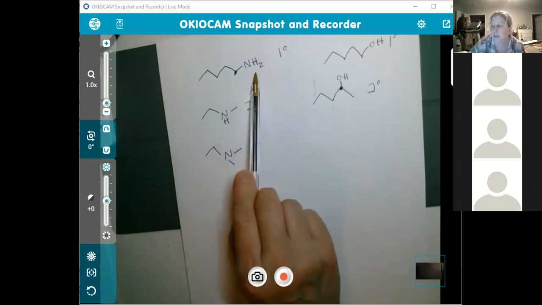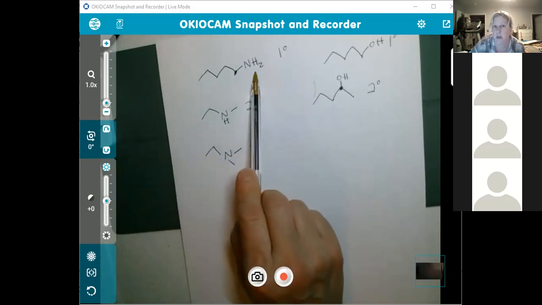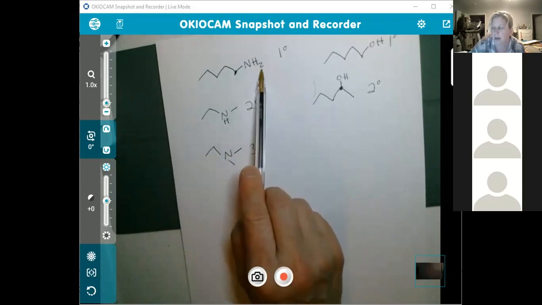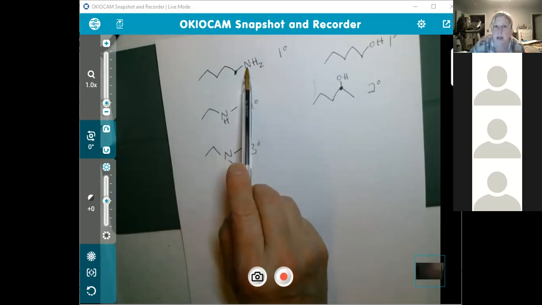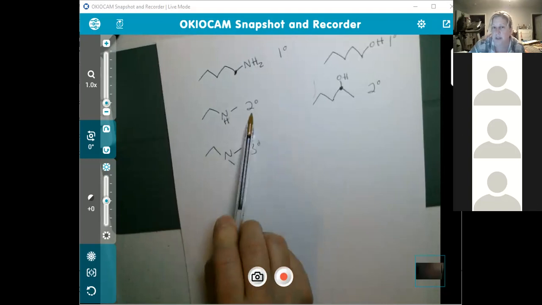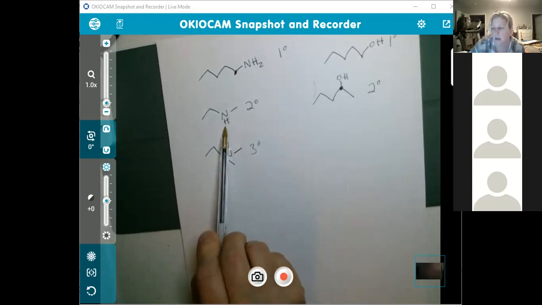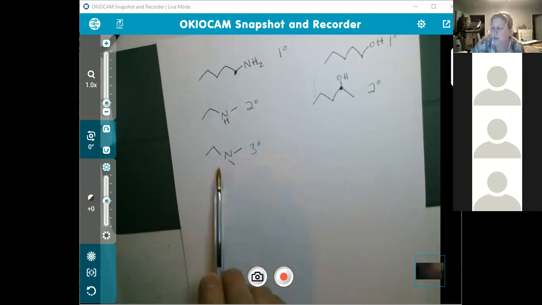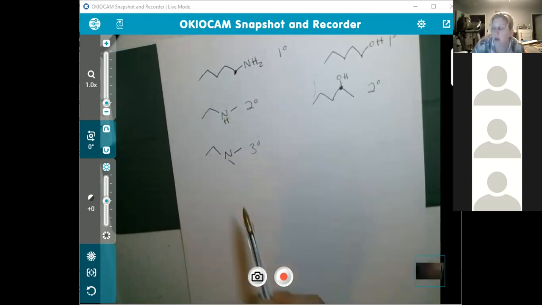how many hydrogens are on a primary? How many hydrogens right here? 2. Right? So nitrogen wants 3 bonds. 1 bond, 2 hydrogens. How many hydrogens are on a secondary? 1. Nitrogen is attached to 2 carbons, 1 hydrogen, 3 bonds. How many hydrogens are here? None. So nitrogen is attached to 3 carbons, none.